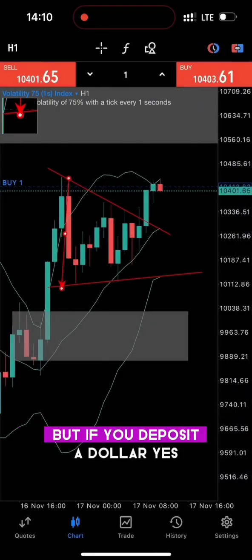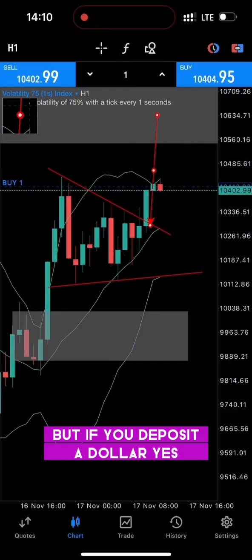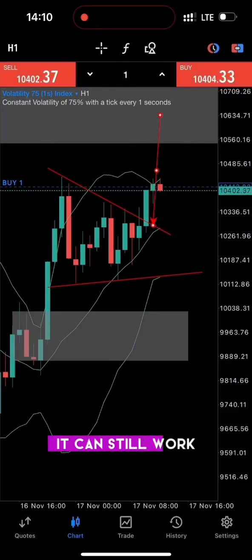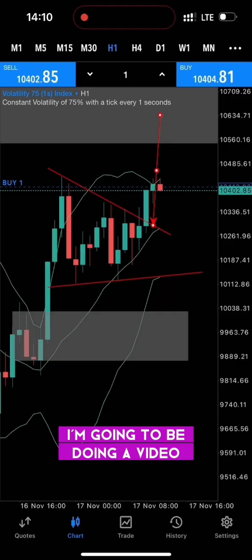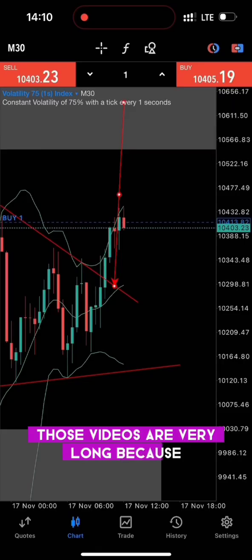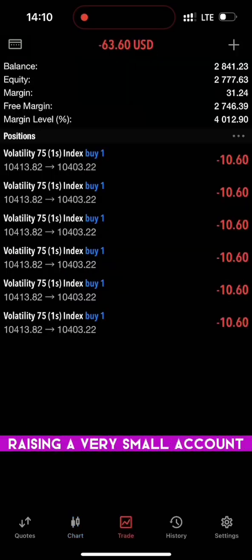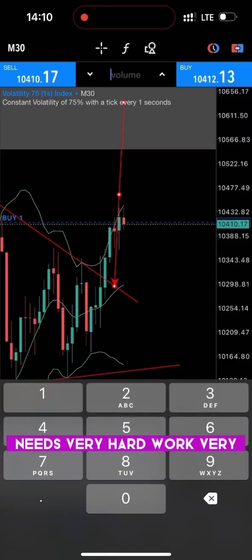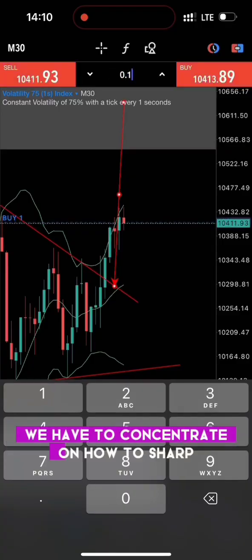But if you deposit $1, yes, it still does. It can still work. I'm going to be doing a video for you on that. Those videos are very long because raising a very small account needs very hard work. We have to concentrate on how to get a sharp entry.